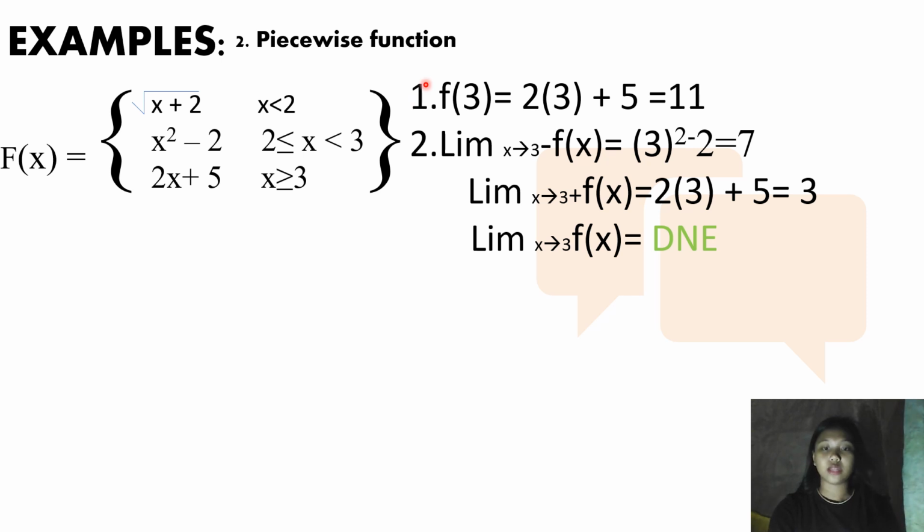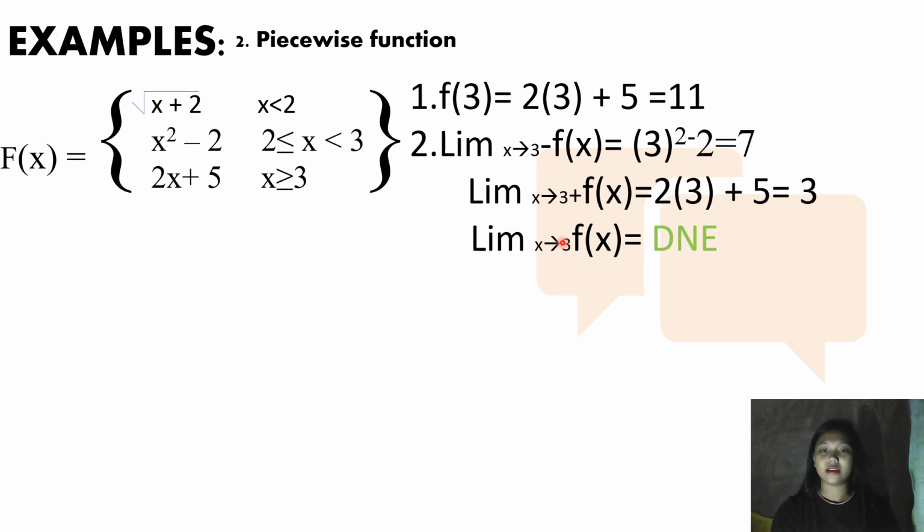You notice that we have used a different function here, because again we have a piecewise function. The most appropriate function to use for the limit as x approaches 3 from the negative side is x squared minus 2, and the most appropriate function for the limit as x approaches 3 from the right side is 2x plus 5.